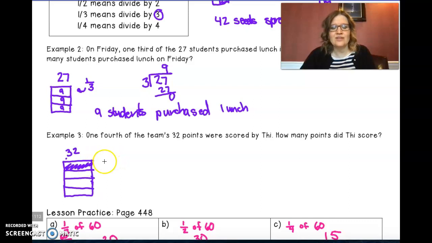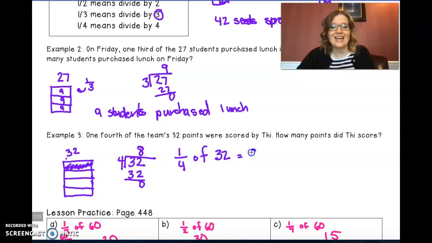And because we know that that is 1/4, we know that we can take this and break this up into 4 pieces. Because we know our math, we know that 8 times 4 is 32. So 1/4 of 32 equals 8. So Ty scored 8 points.